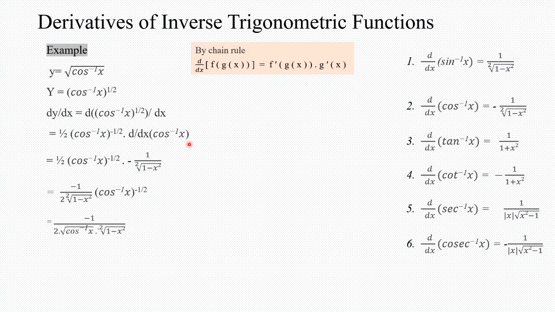Rearranging it can be written as is equal to minus 1 by under the root 1 minus x square times cos inverse x to the power 1 by 2 is equal to minus 1 by under the root 1 minus x square times under the root cos inverse x.